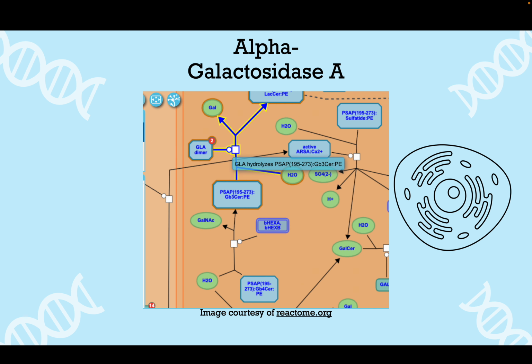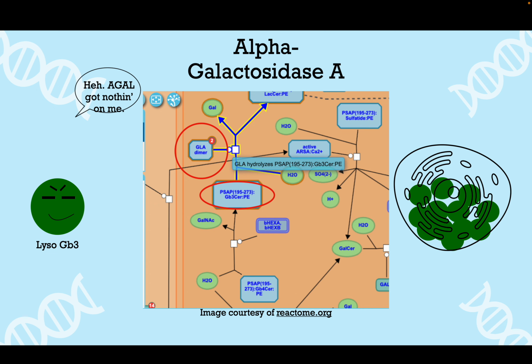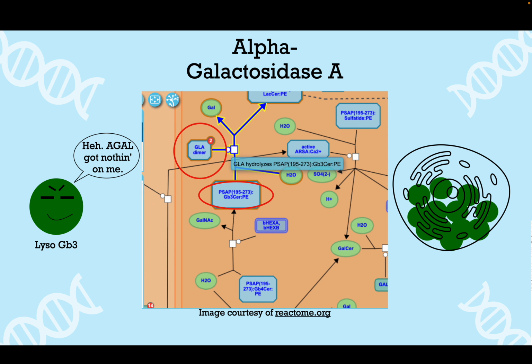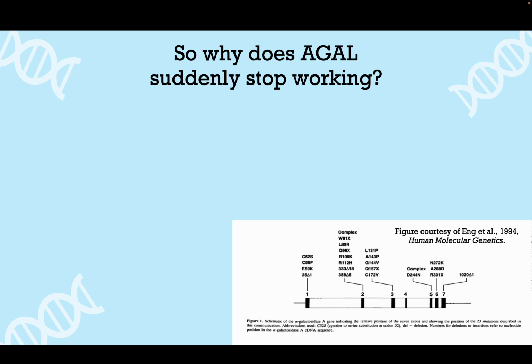AGAL's job is to catalyze or push a reaction called sphingolipid metabolism. Most importantly, AGAL takes a sphingolipid called globotriaosylceramide 3, or GB3, and cuts it into two distinct compounds. In Fabry disease, AGAL is non-functional or underexpressed, so GB3 piles up in the cells, and GB3 is our disease-causing culprit. But why does AGAL suddenly stop working?